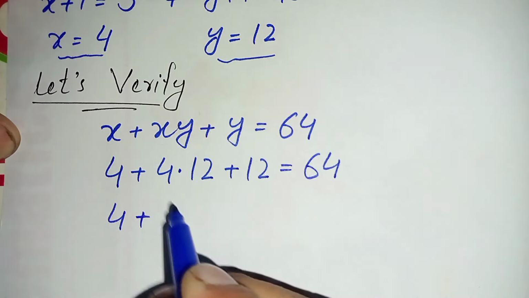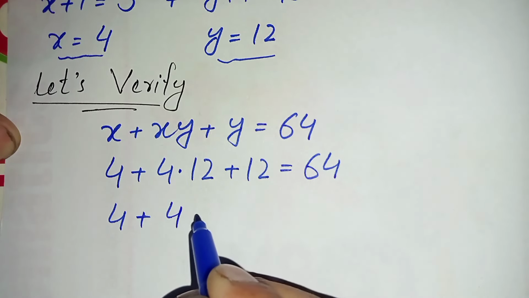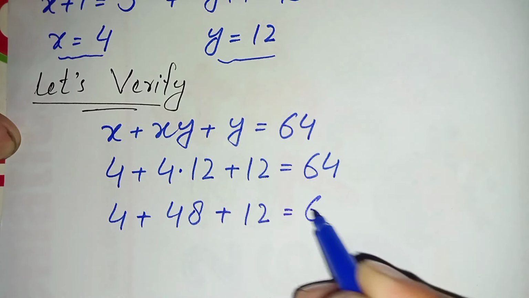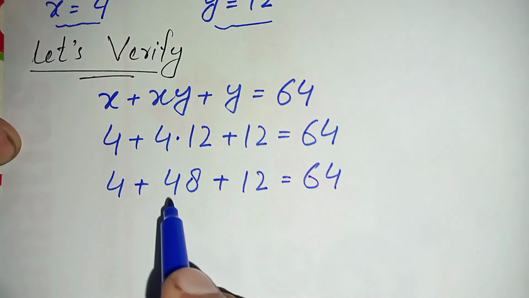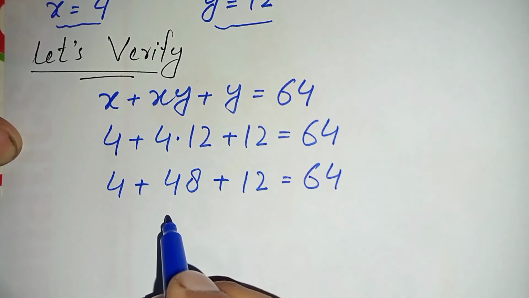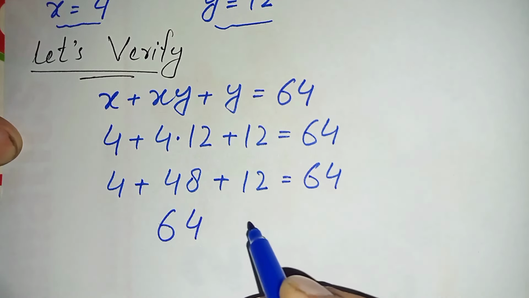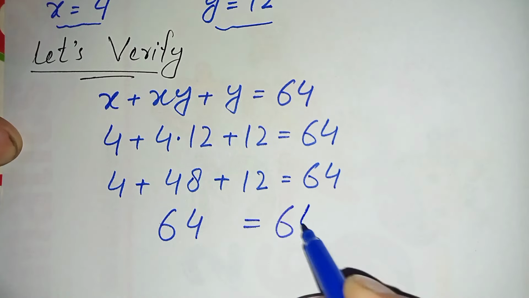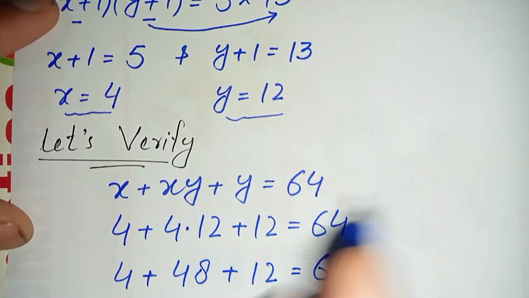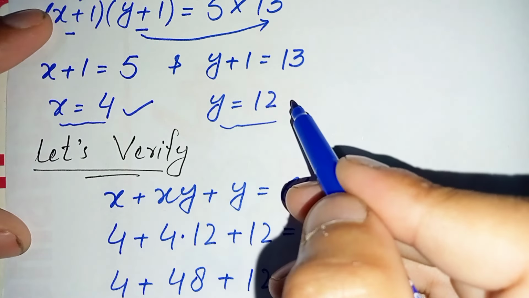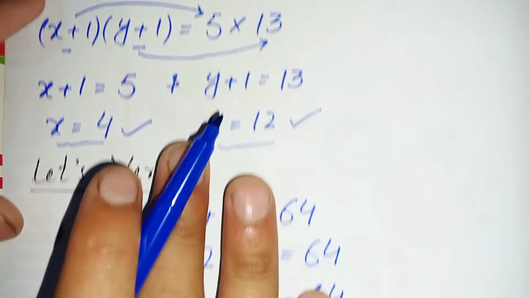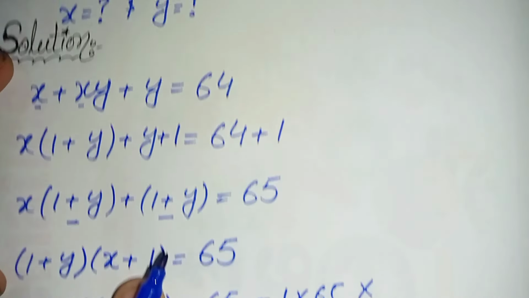4 plus 12 times 4 is 48 plus 12 is equal to 64. Now here 48 plus 12 is 60 and 60 plus 4 is 64 is equal to 64. Now since both sides are equal, so it means that x is equal to 4 and y is equal to 12 are the exact and correct values of x and y in this algebraic math problem.